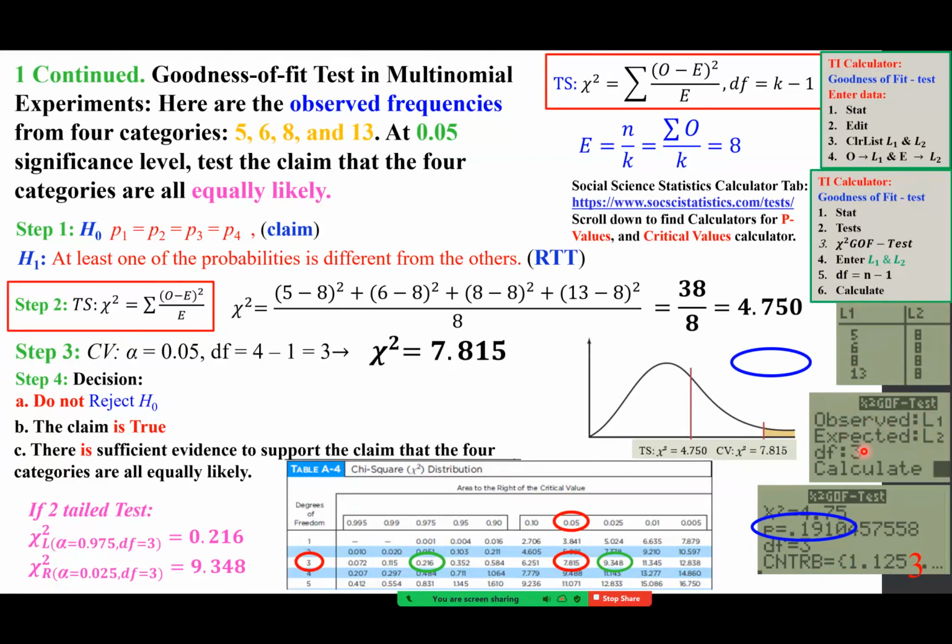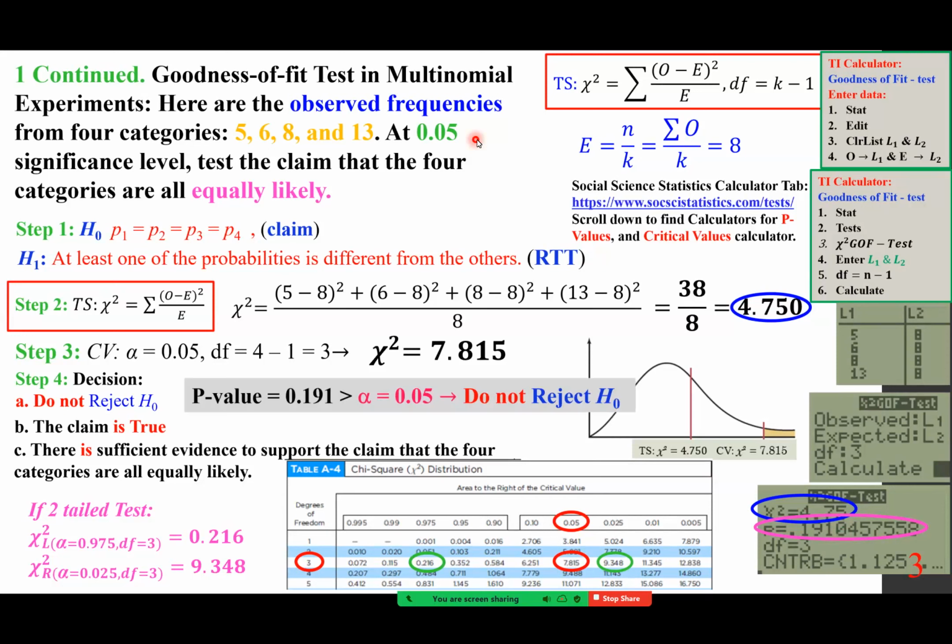So notice, the value of the test statistic is done for us. This is the p-value. So p-value 0.19, let's say 1. It's way larger than alpha of 0.05. Therefore, fail to reject H0, or do not reject H0. That's the same.